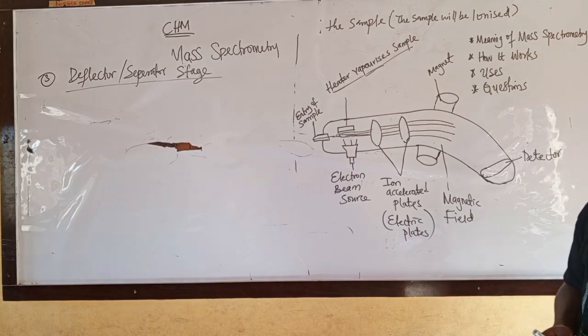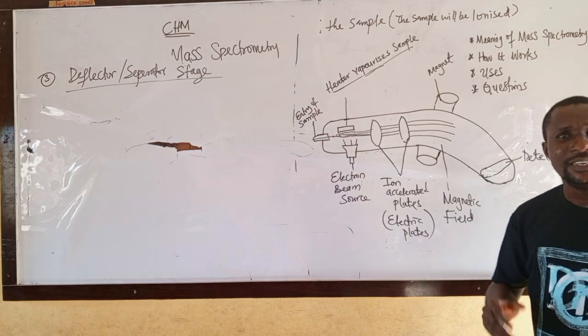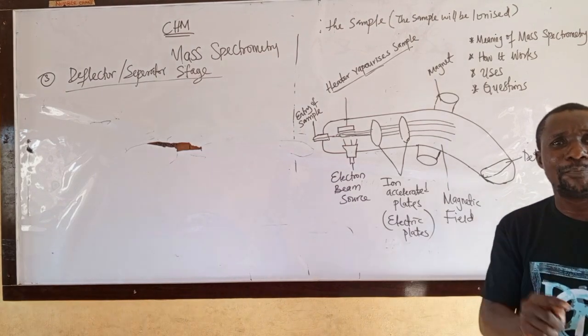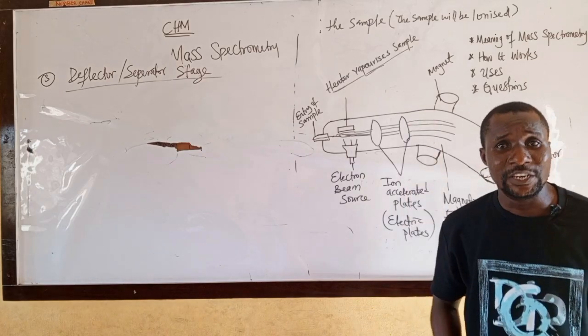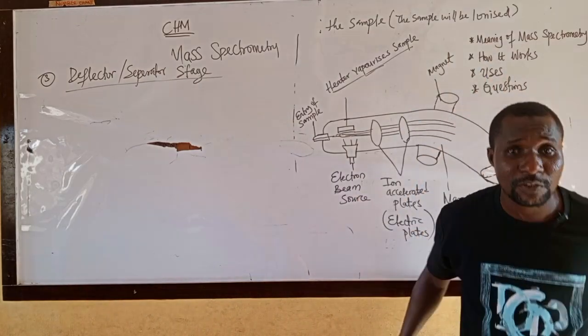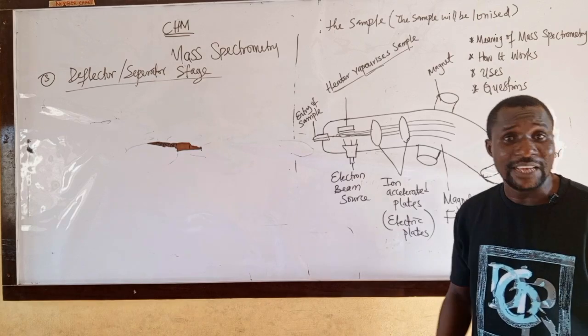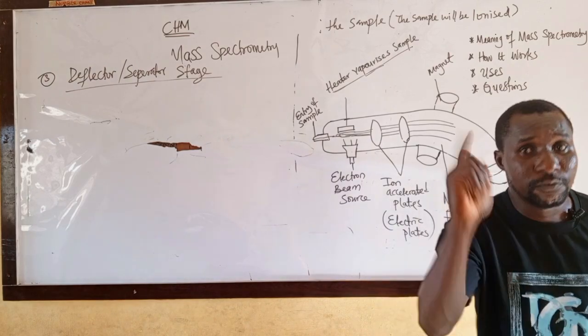Then what will happen here? Take note. This is where they will be separated. How are they separated? They are separated based on their mass to charge ratio. They can answer the question. They are separated based on their what? Mass to charge ratio.